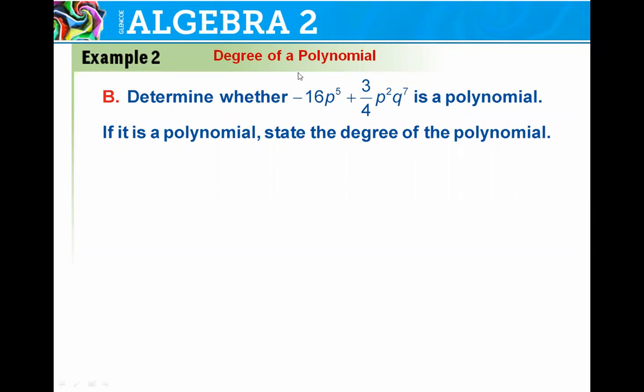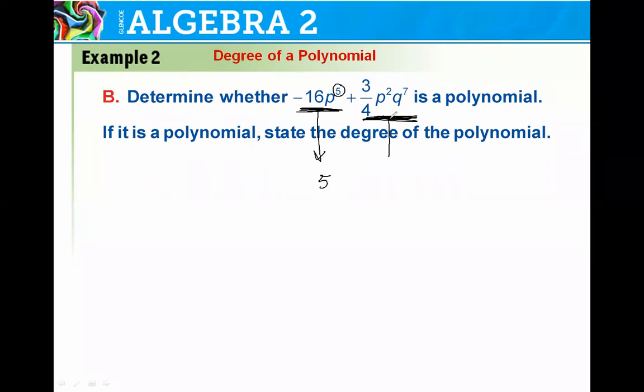Now we're talking about the degree. We said that the degree of the polynomial is the highest degree. So we will check the degree of the first term and the degree of the second term. The degree of the first term is what? Negative 16? No, the degree. 5. The degree is the power. So the degree here is 5.